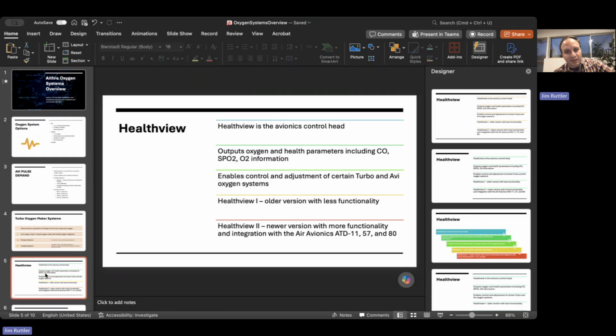The HealthView 2 is the next generation. It is newer, has more functionality, and it's based on a partnership with Aithre AVI out of Germany, and their very popular ATD 1157 and 80 hardware control heads. So the HealthView 2 fixes all the problems of HealthView 1, has a completely customizable user interface, draws a lot less power, has better visibility, and is compatible. HealthView 1 was only a 12 and 14 volt compatible system, whereas HealthView 2 is good to 28 volts natively. So what are the options for the HealthView 2?